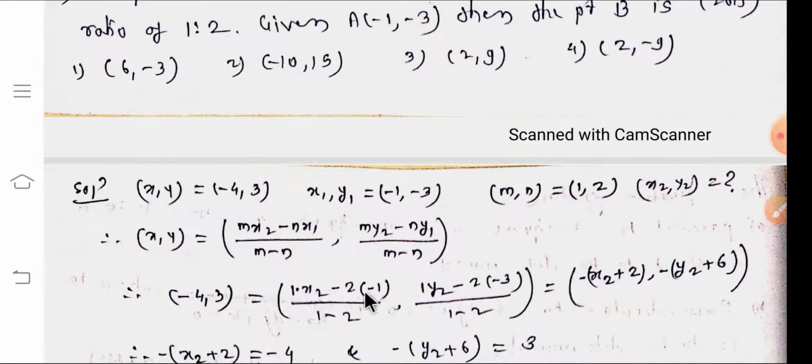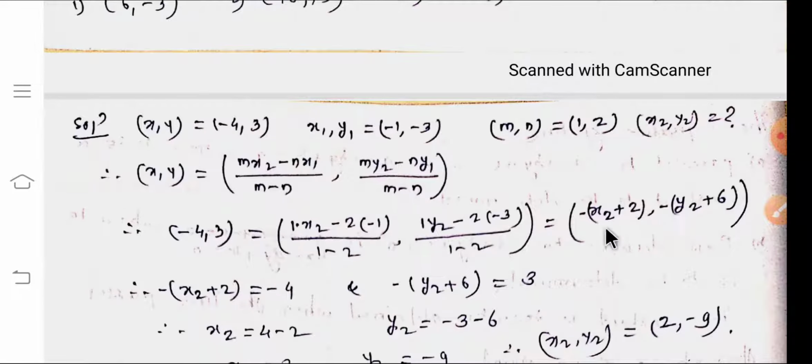m is 1 into x2 minus 2 into x1 is minus 1 by 1 minus 2, comma, m is 1 into y2 minus 2 into minus 3 by 1 minus 2, that comes minus of 1 minus 2 is minus of x2 plus 2, comma minus of y2 plus 6. So therefore equating both sides, the coordinates are same, that gives minus of x2 plus 2 equal to minus 4 and minus of y2 plus 6 equal to 3.